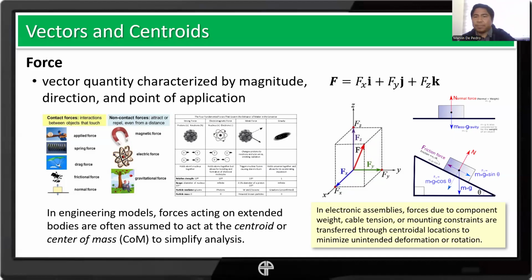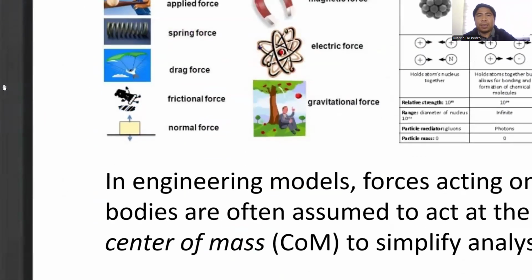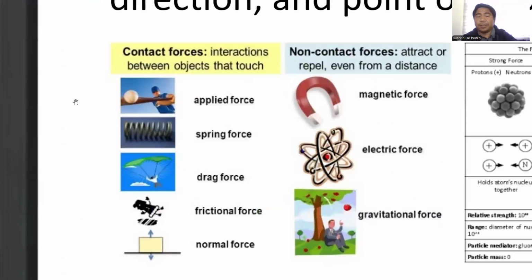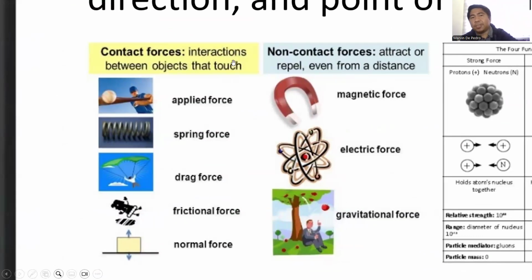So, we're going to have a more formal and more detailed discussion about force in one of our next topics. But for now, take note that force is something that pushes or pulls an object. Force can be classified as either a contact force or a non-contact force. Contact forces are interactions between objects that touch. Non-contact forces attract or repel even from a distance.